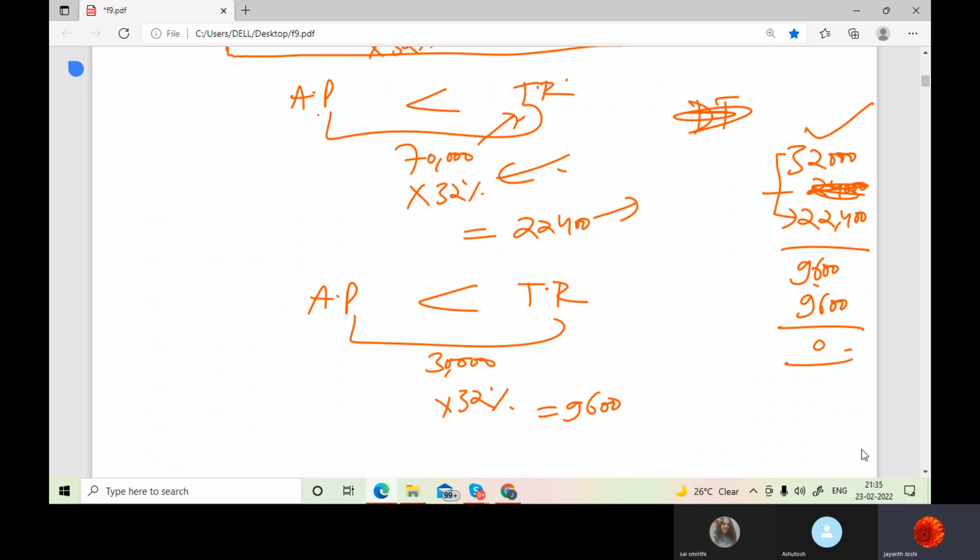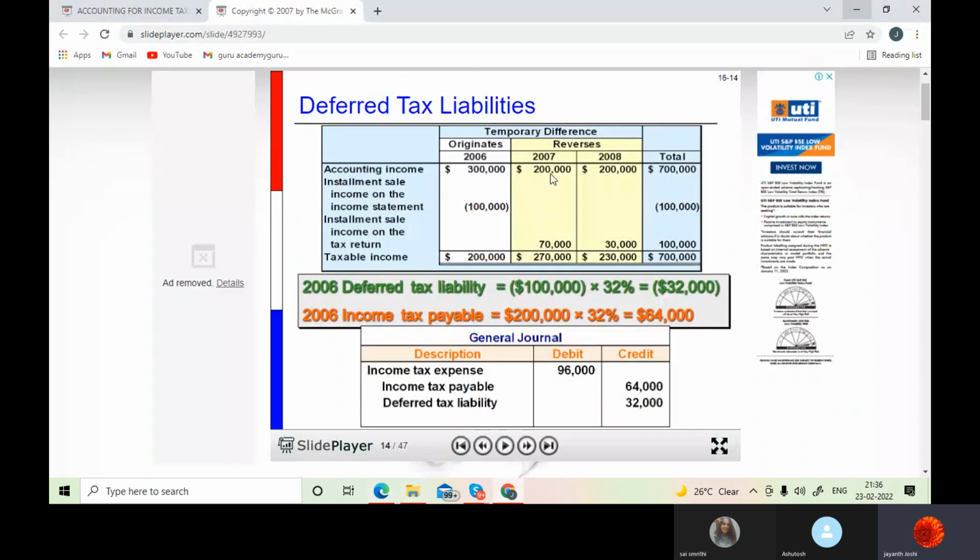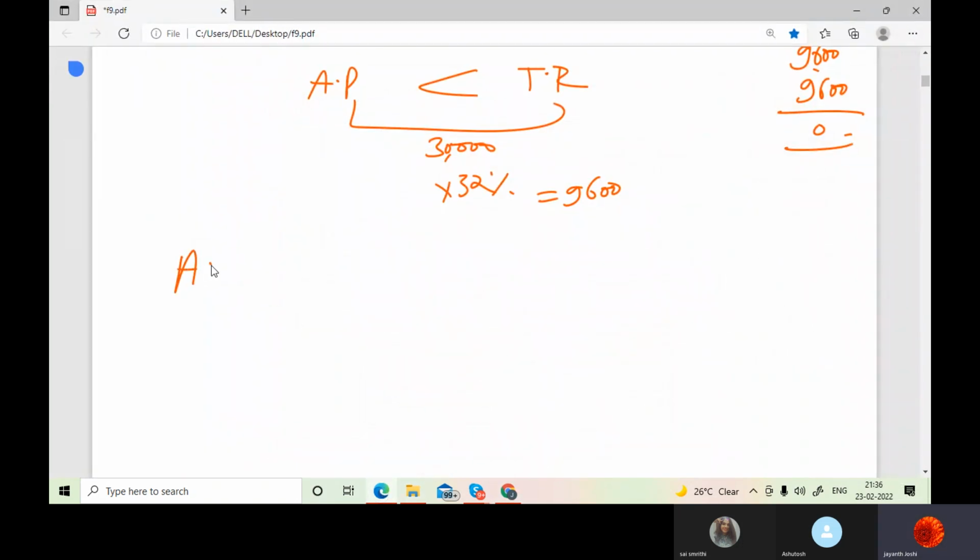Okay. If you want to do in this method, you can do this method, or else you can do this method also. You can take this full income and this full income. So you can take accounting profits, you can take tax returns, you can take 2 lakh here, and you can take 2,70,000 here. You can calculate tax 32%. So that method is even easy. This method is also the one which you can follow.